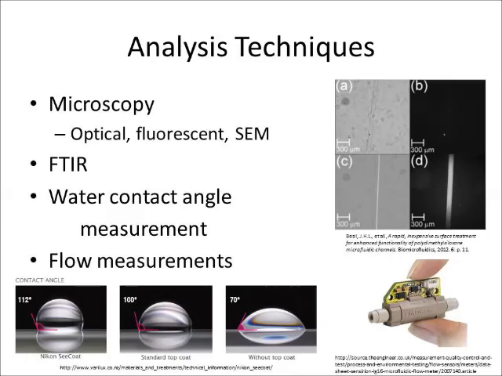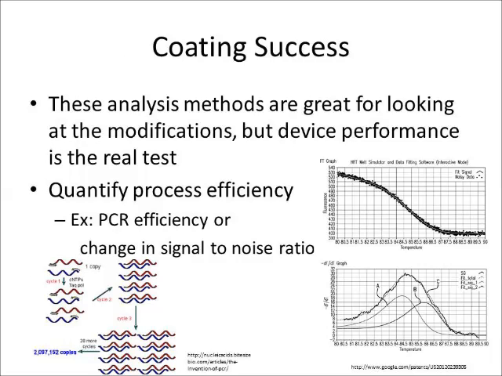Water contact angle measurement and flow measurements, somewhat atypical when analyzing nanotechnology, are indispensable when looking at the effects of nanotechnology on microfluidics. These analysis methods are great for looking at the modifications or quantifying some part of the coating, but device performance is the real test to determine the success of the coating.